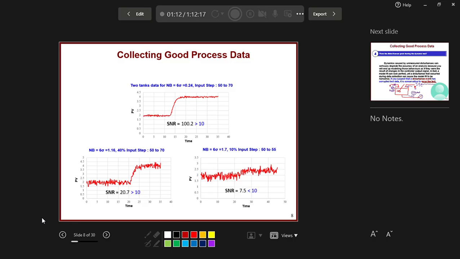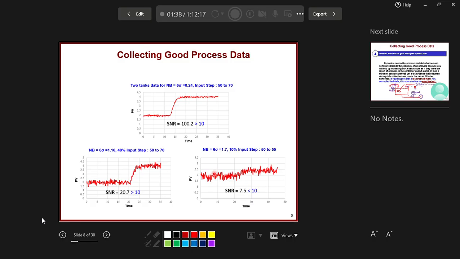But of course, here I've used a smaller test from 50 to 55. But you can see that the noise is much larger than the change in the signal, and it has hidden the details of the signal. So to summarize, for this point, you need to make sure that the SNR is greater than 10.